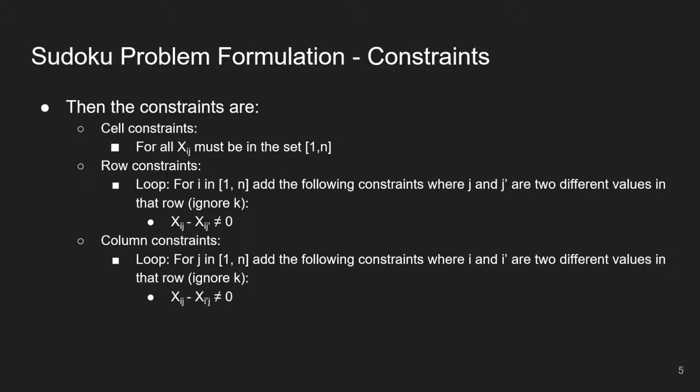We also have several constraints for the Sudoku board. We have a cell constraint, so each cell must be in the set of 1 to n, being an n by n or a perfect square Sudoku board, and n is the largest value within that Sudoku board. So for a 9 by 9, 9 is n, and 9 would be the largest value. We also have row constraints. So for each row, as I had stated earlier, no row can have 2 3s. And we have the same constraint for columns.